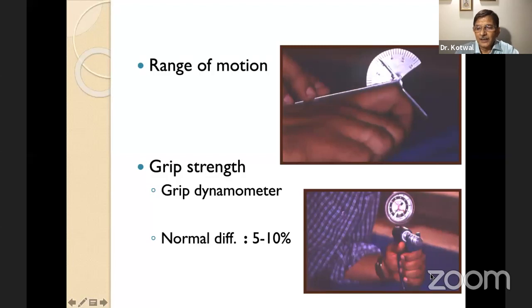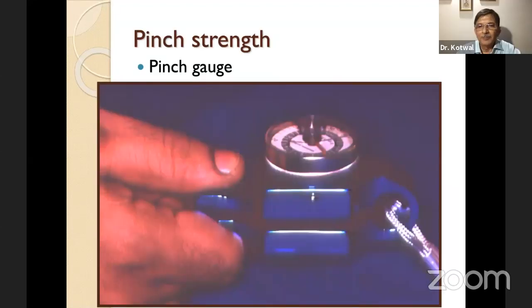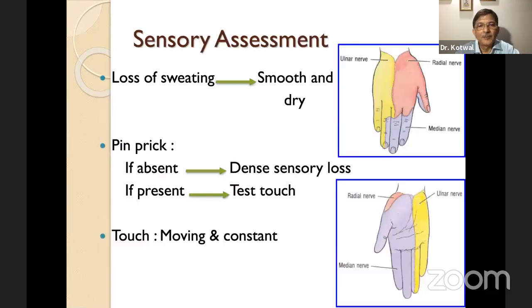In the examination, you would test the movements at the joints with the help of a goniometer, and you can also test the strength in the hand muscles and also the pinch. There is a pinch gauge available for that. Then the sensory examination: you all know the sensations supplied in the hand by the various nerves. If pinprick sensation is absent, it suggests a dense sensory loss, and if it is present, then one must test the sensations with a soft touch test.